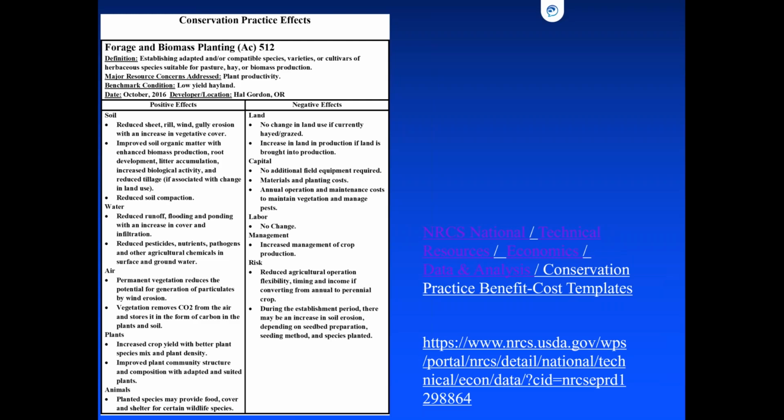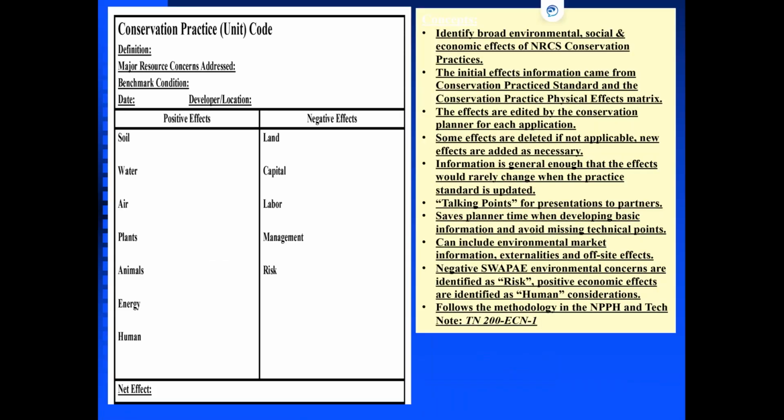And you can do it on a practice by practice basis and then put all of them together. And here's the website, a quick way to get to these conservation practice effects documents. And these guys are pretty easy to use. They're built the same way for all the practices.